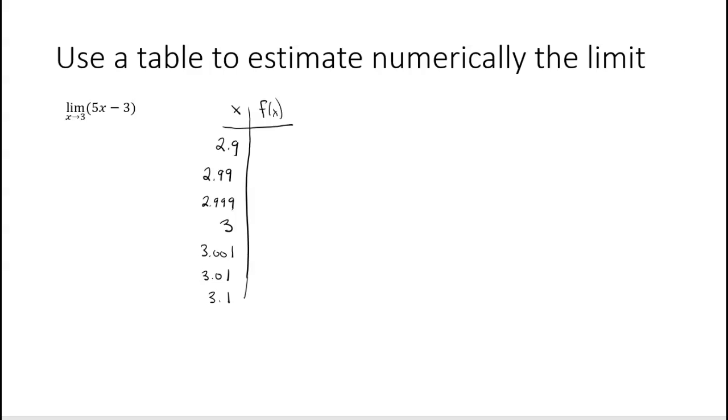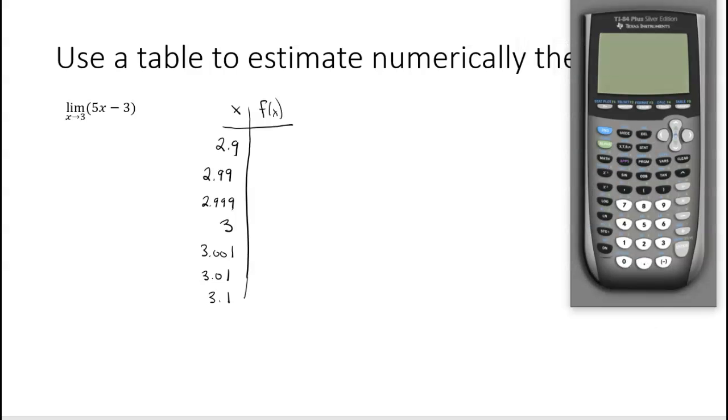We say the limit as x approaches 3 of 5x minus 3. Notice the table given. We have the number 3 in the middle, and my numbers are 2.9, 2.99, 2.999. So I'm getting closer and closer to 3, and then 3.1, 3.01, 3.001. Again, I'm getting closer and closer to the number 3. So what we want to do is use our calculator to figure out what my answers are in my table.